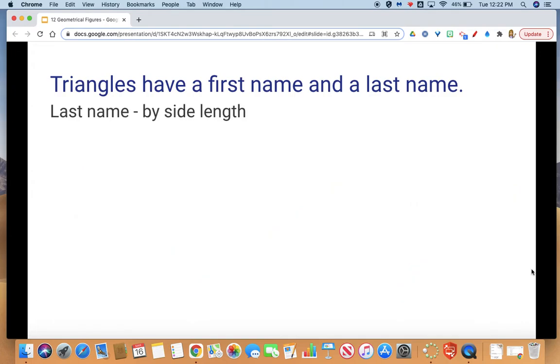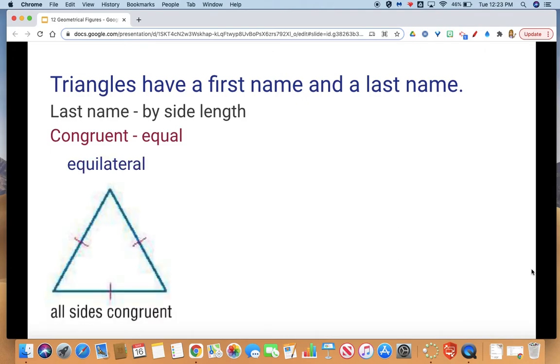Now we're going to move on to the last name that triangles can be classified by, and this is when we classify by their side length. Before we continue, one important word to remember is congruent. Congruent means equal. An equilateral triangle is when all sides are congruent. All sides are equal in length, and a lot of times we will see a marking that indicates all sides are the same. In this case, we have one tick mark on each side of the triangle that's telling you that those are all the same length.